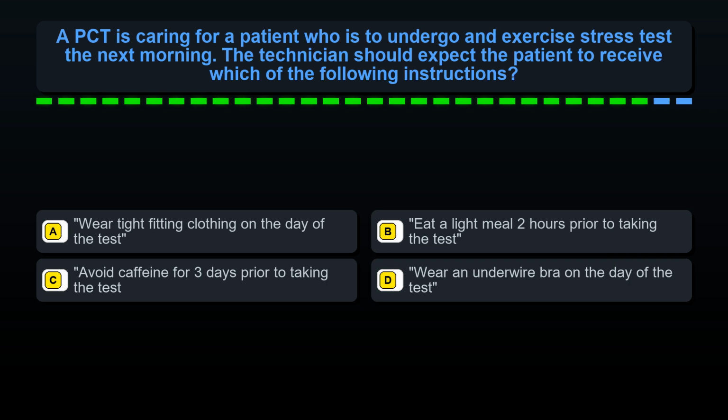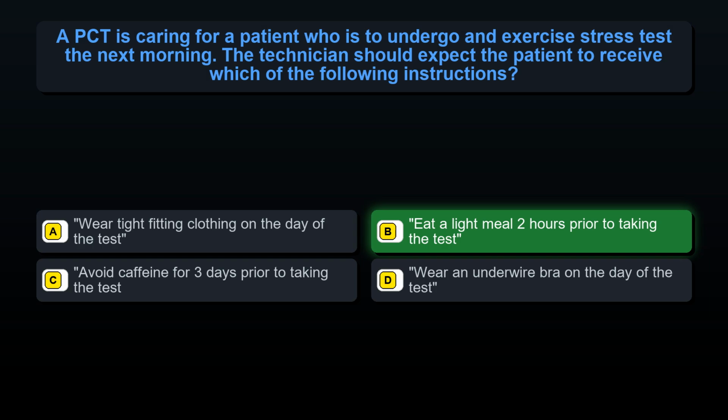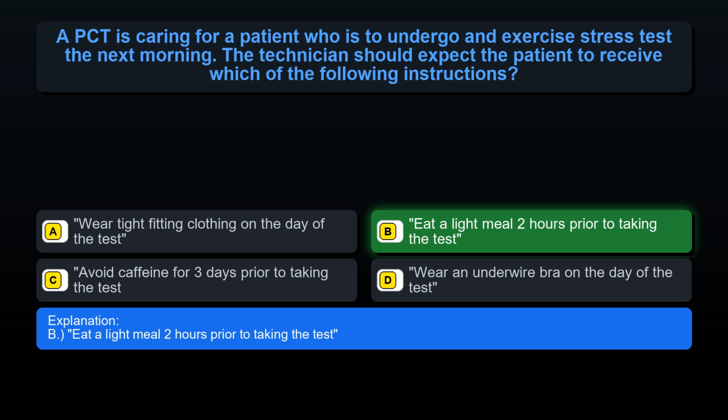Question 16. A PCT is caring for a patient who is to undergo an exercise stress test the next morning. The technician should expect the patient to receive which of the following instructions? Option A, wear tight-fitting clothing on the day of the test. Option B, eat a light meal 2 hours prior to taking the test. Option C, avoid caffeine for 3 days prior to taking the test. Option D, wear an underwire bra on the day of the test. The correct answer is option B, eat a light meal 2 hours prior to taking the test.